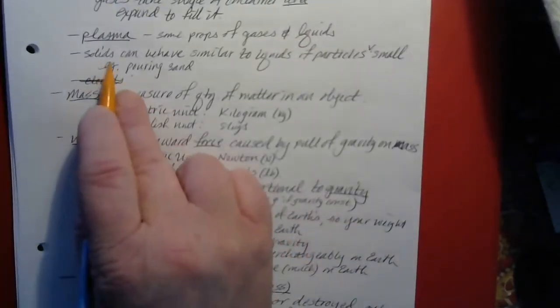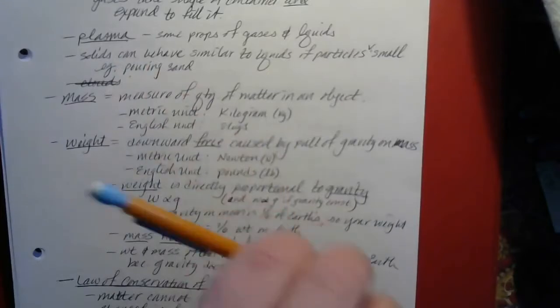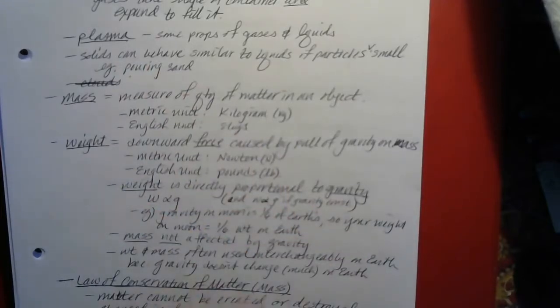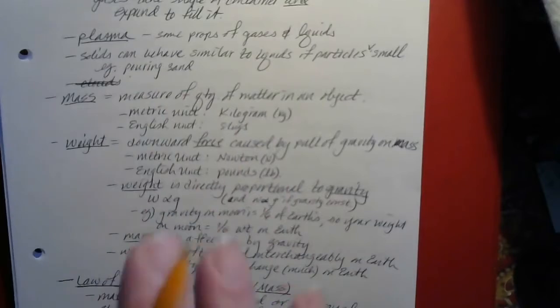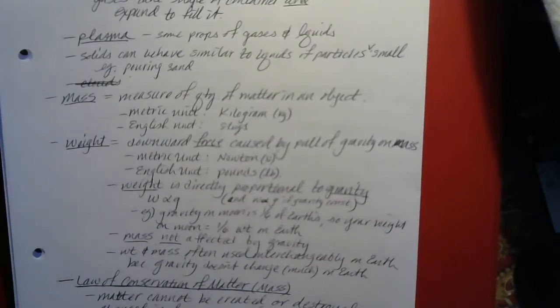And the book also mentions that solids can, in some cases, behave almost like liquids if the particles of the solids are small enough on our scale of judging things. So like grains of sand can be poured out from one container to another, almost like water. But the individual grains are still solid, and they still have the properties of solids.